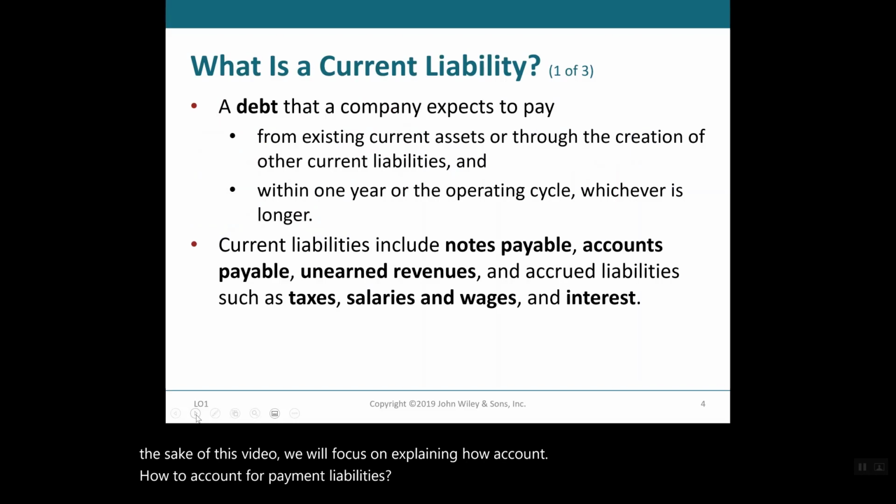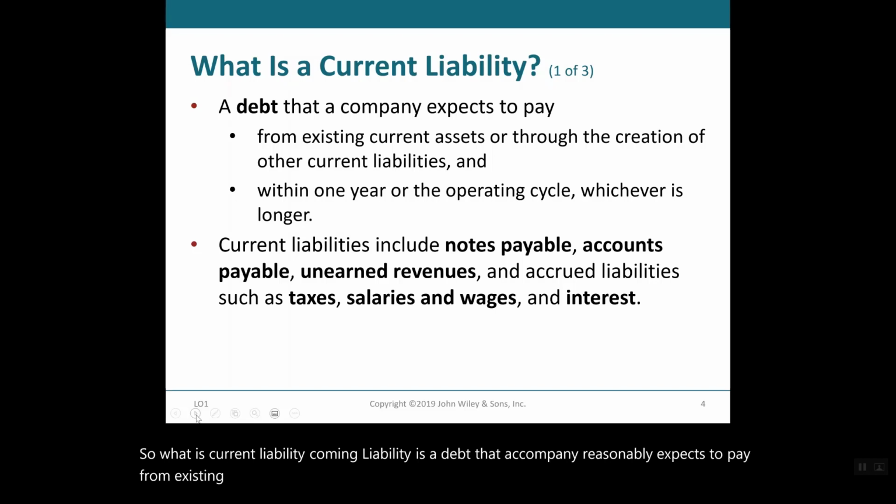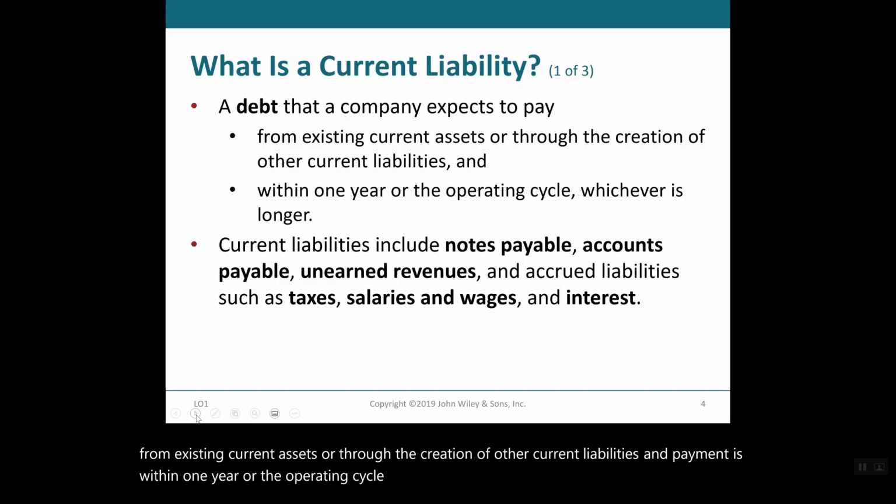So what is a current liability? A current liability is a debt that a company reasonably expects to pay from existing current assets or through the creation of other current liabilities, and payment is within 1 year or the operating cycle, whichever one of them is longer.